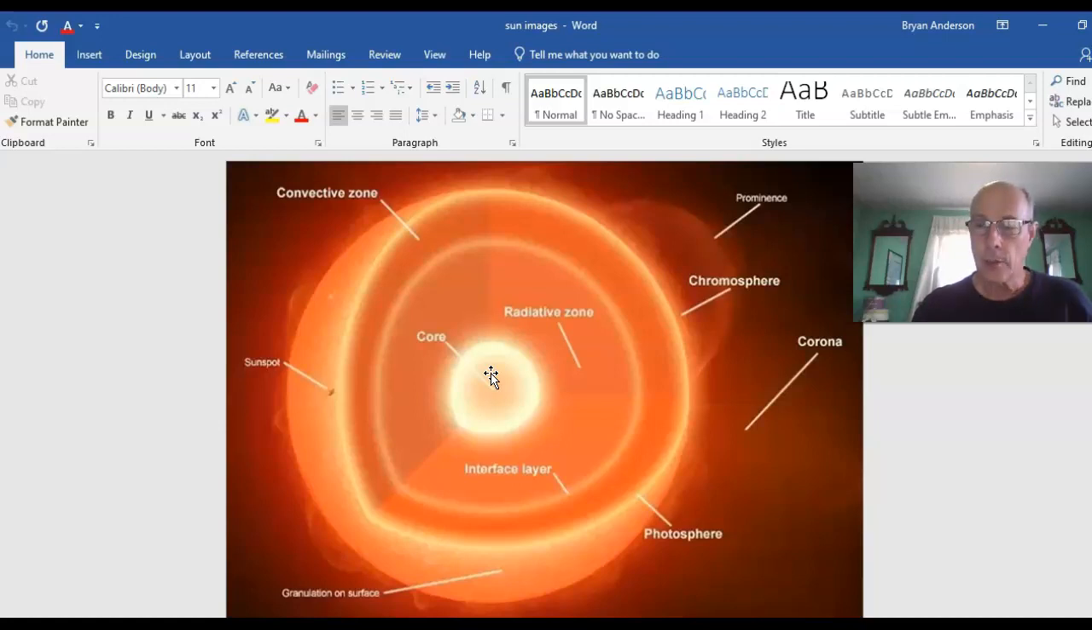And fusion is the process where hydrogens are fused into helium that creates the energy that we feel even on a cold day, winter day like we have right now. Actually, it's still fall, I guess. When you go outside, you can still feel that warmth from the sun. It's from those reactions.